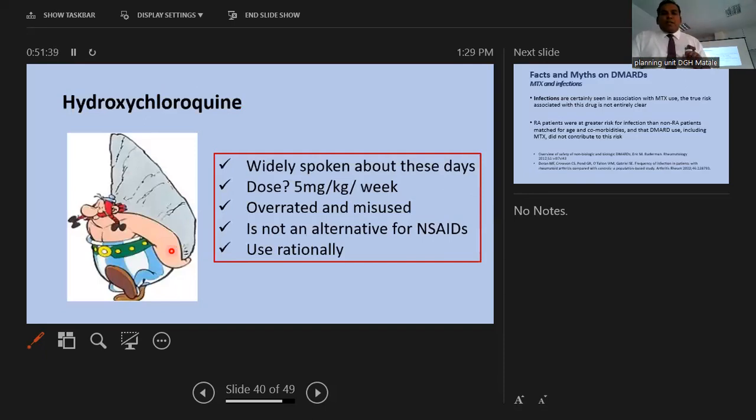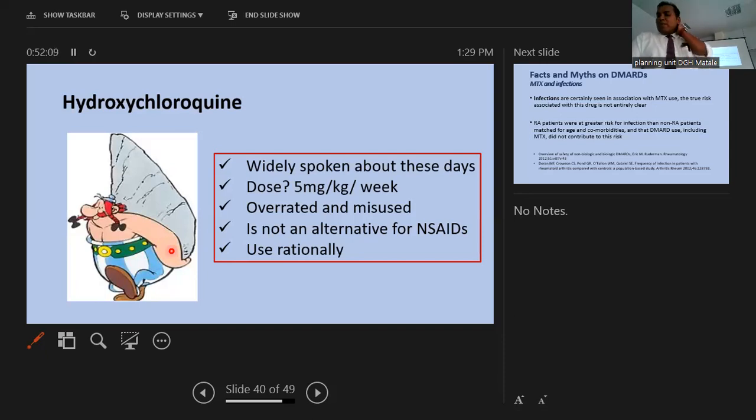Just a word about hydroxychloroquine. Some people prescribe it very often, but the dose is actually 5 milligram per kg per week. That's not a fixed dose. If the patient is 60 kilograms, the dose would be 300 into 7, that is 2100 per week.